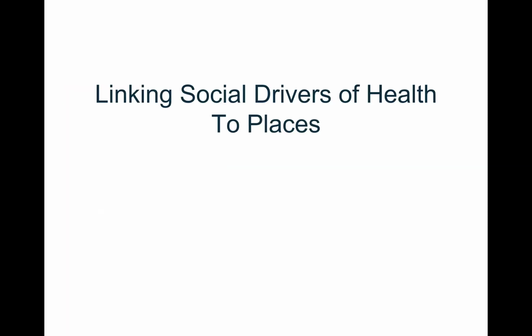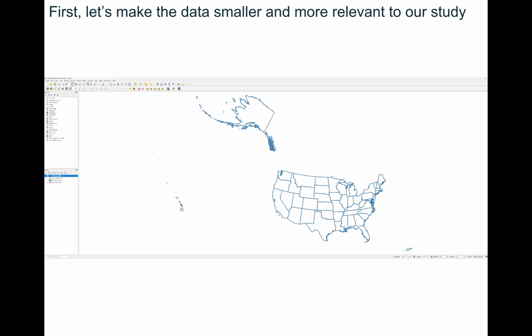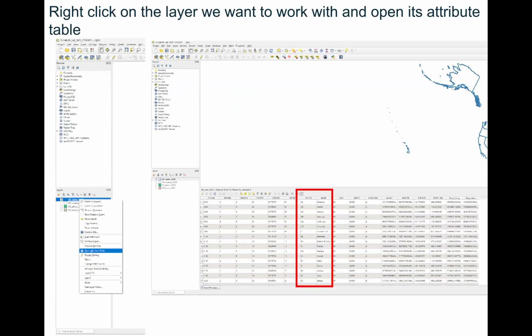Okay, so now that we've done a quick review of how to get around, we're going to talk about starting the process of linking social drivers of health to places and then ultimately to people, to your patients. Now we're getting into some more intensive work in a GIS. We really don't want to be working with the entire country if the entire country is not our study area. So today we are going to look at a really simple approach for reducing your data size. It's called an attribute query or a tabular query.